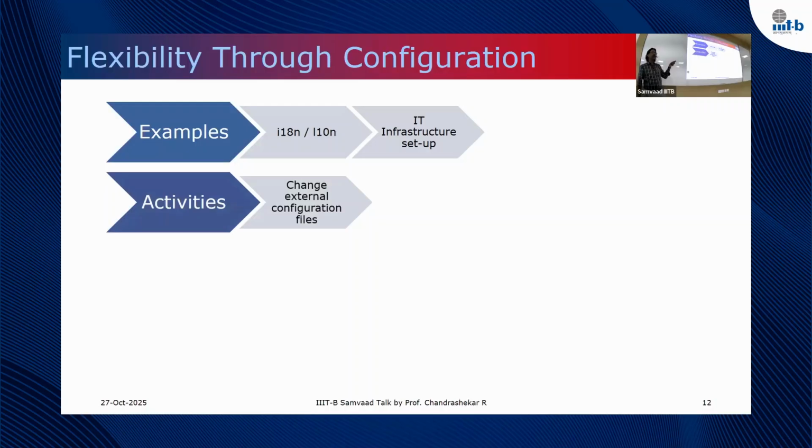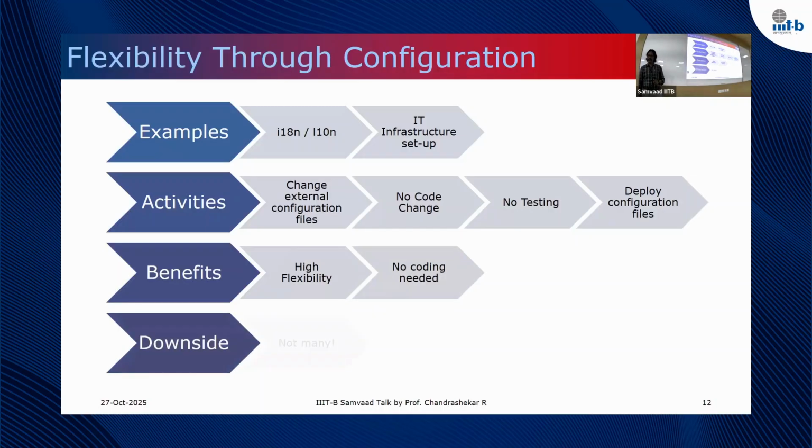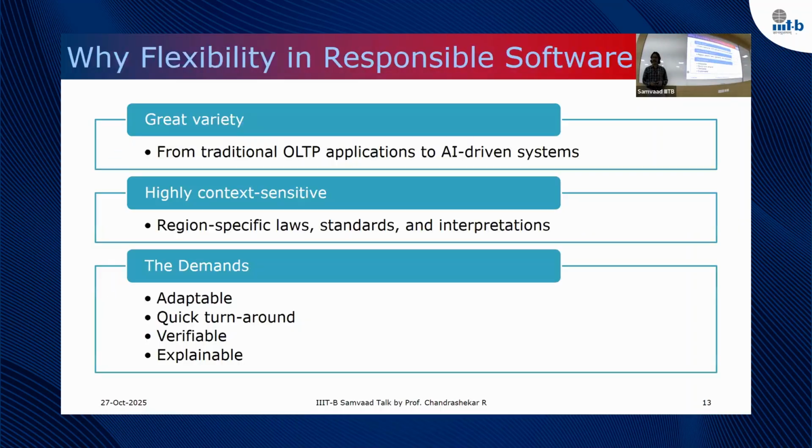So what do you do? Here, when you want to change something, you change the external configuration files. That is all there is to it, right? So no code change, no testing. How cool is that, right? So benefits, enormous amount of flexibility. And in fact, if anyone is attempting to create any amount of flexibility in the software, it has to be through configuration. So configuration has to be there, and no coding is needed. Well, I'm biased towards the configuration approach, so we'll take up during Samvaad if you think of any downsides. But I can't think of too many downsides of the configuration-based approach, right?